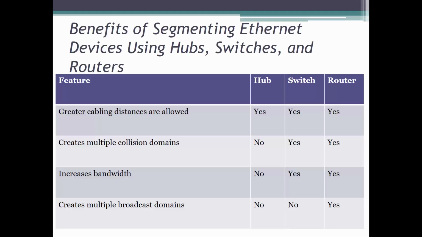Benefits: greater cable distances, all of them for hubs, switches, and routers. Creates multiple collision domains. Hubs are no, but switches yes, routers yes. Increased bandwidth. Hubs no, because again, they are just a multi-port repeater. Switches do increase bandwidth, so do routers. That's because here, each individual link is separate from one another. Creates multiple broadcast domains. That's only a layer 3 device, so that could be a router, or possibly a layer 3 switch.